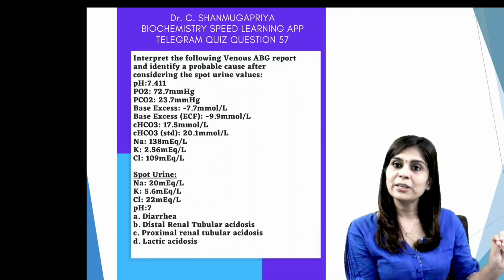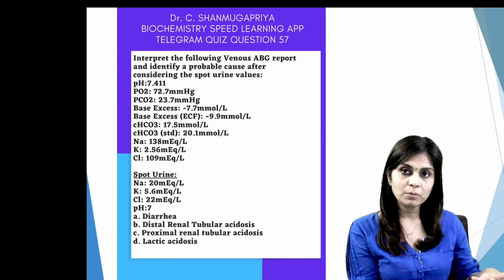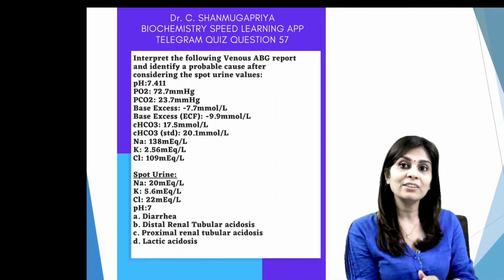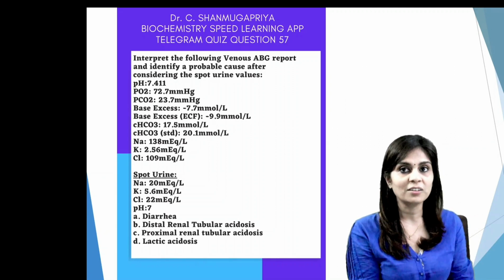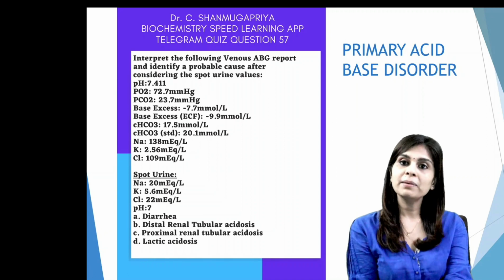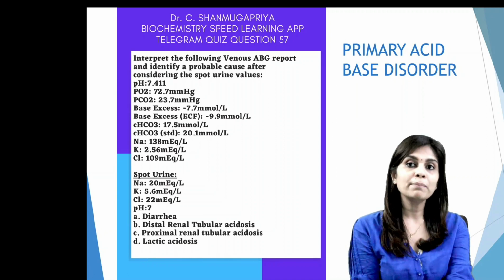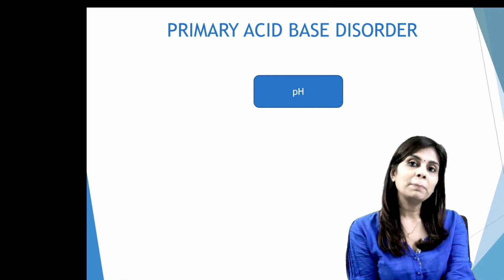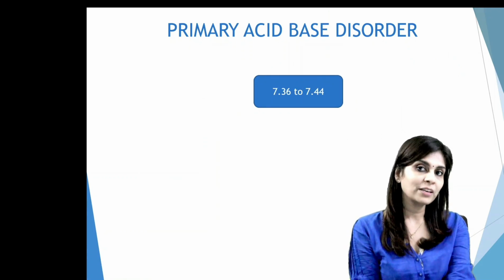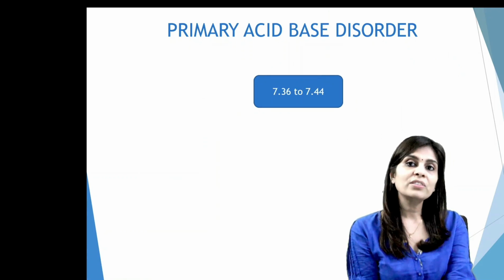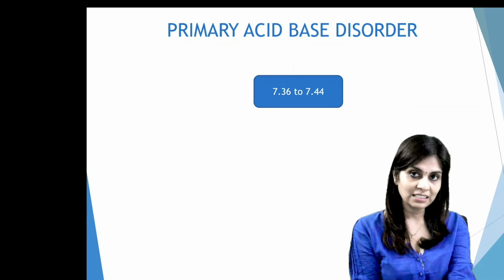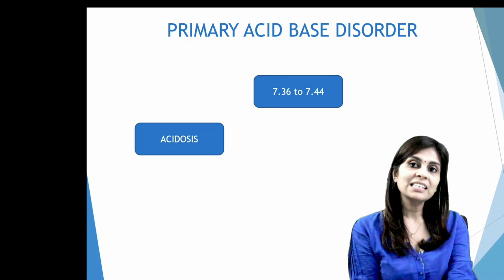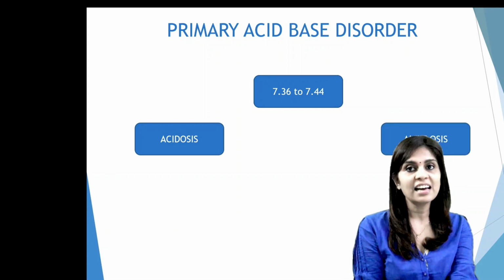And we know, irrespective of the values that are provided in the report, the first step to interpret blood gas analysis reports would be to identify the primary acid-base disorder. And to identify the primary acid-base disorder, the first parameter that we should look at is pH. And we know that the normal pH is 7.36 to 7.44. Now, what if the pH is less than 7.36? I would call it acidosis. And if it's more than 7.44, it will be called alkalosis.